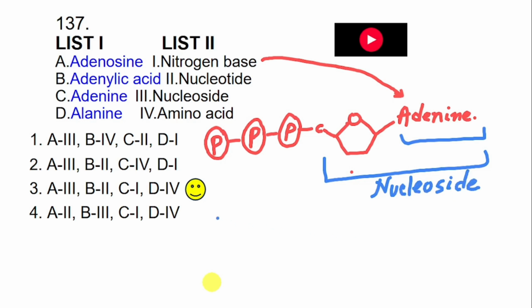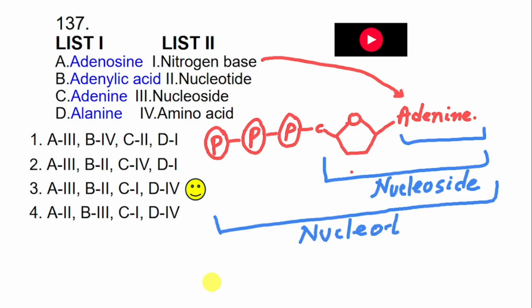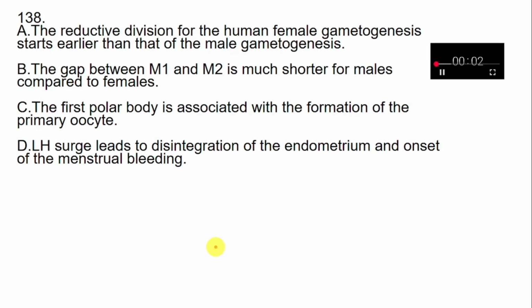Okay, and phosphate plus ribose plus nitrogen base, all together, will be called nucleotide. Next question. The reductive division for human female gametogenesis starts earlier than that of male gametogenesis. This begins in fetal life, so this statement is correct. A is correct.